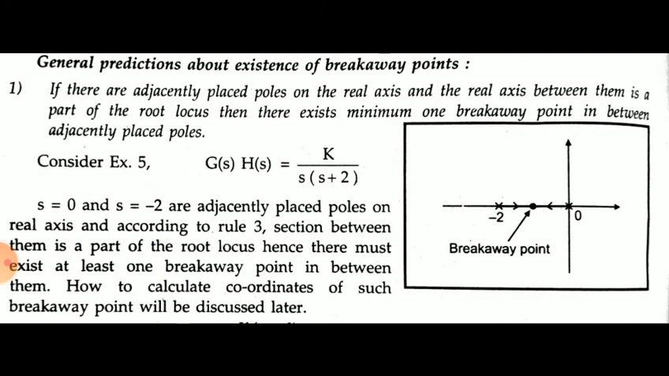Now the general predictions that we have already discussed regarding adjacently placed poles, an example for that is given. It is a separate example for prediction number 1. If there are adjacent poles, then there will be one breakaway point. That is the first example.